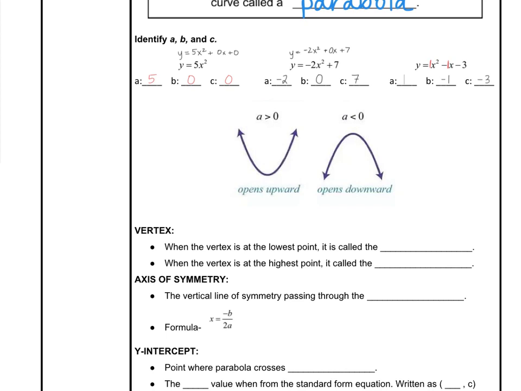We know that the a term is the number that's in front of x squared. So when a is positive, the parabola is going to open up. So this value, a is positive. And when you're positive, you smile. So this is a happy parabola here.